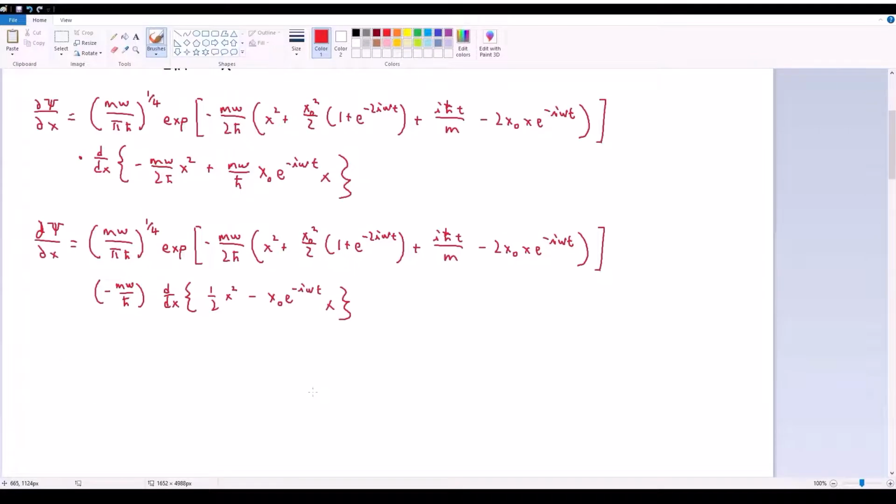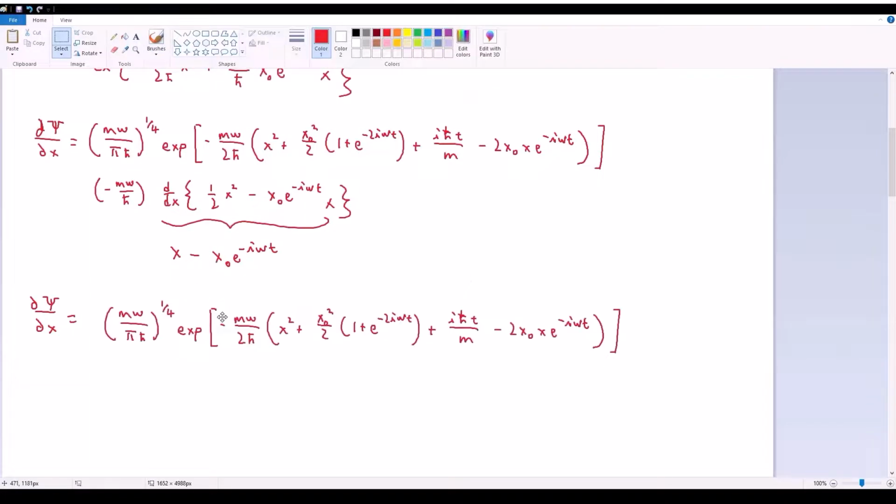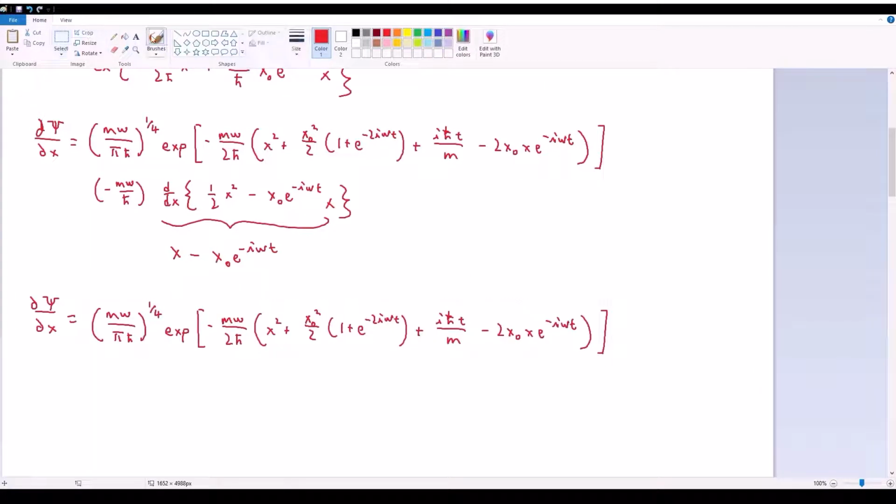And if we actually carry out this derivative, this is going to give us x minus x naught e to the negative i omega t, which means that the final derivative expression is d psi by dx is equivalent to this same expression at the front. And let's multiply this by negative m omega over h bar, and then multiply it by x minus x naught e to the negative i omega t.